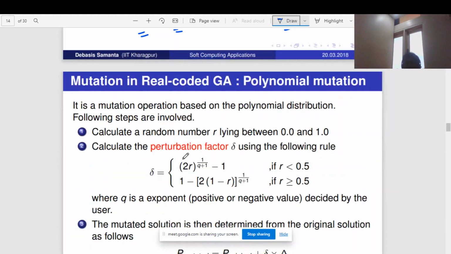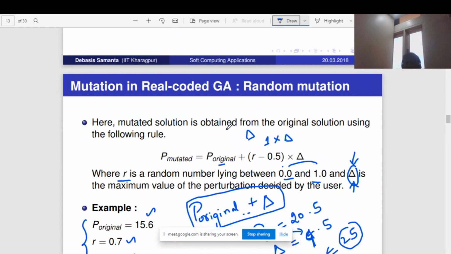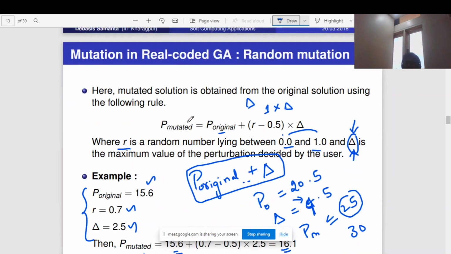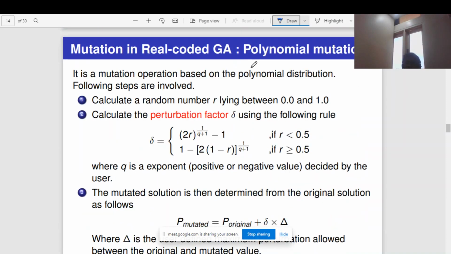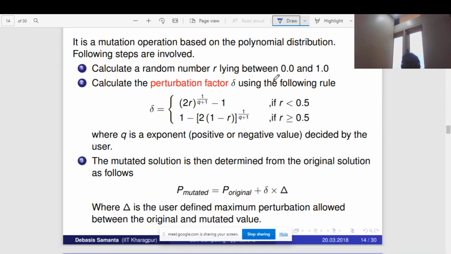So that's it about random mutation in real coded GA. It's a direct application of this formula. And then the next mutation technique in real coded GA is polynomial mutation. Here also we use a random number R, which will be between 0.0 and 1.0, and then we use two more parameters. One is this dow and another one is this delta.